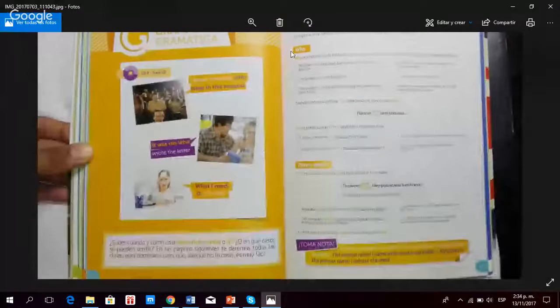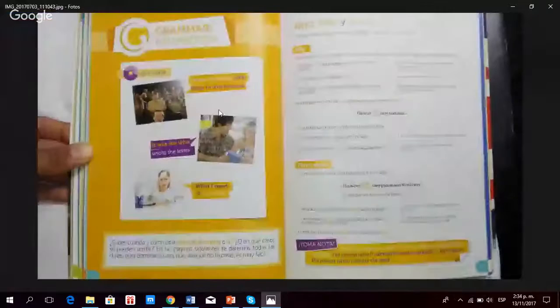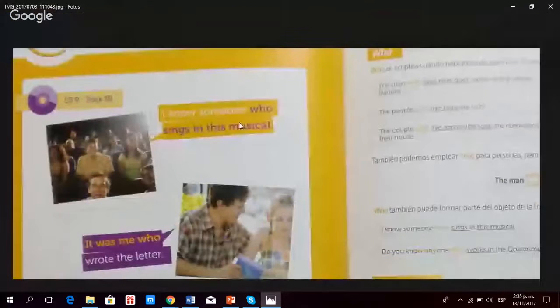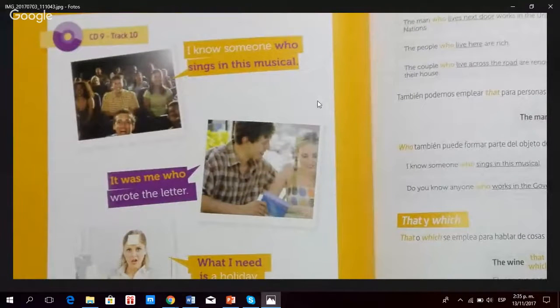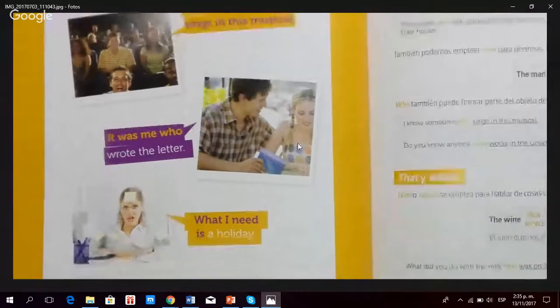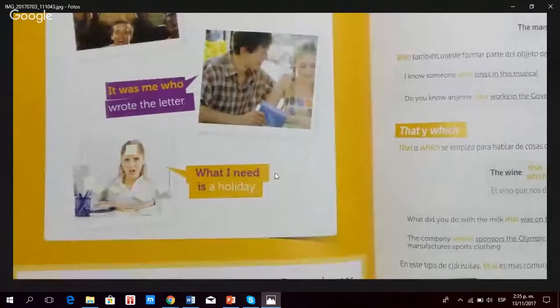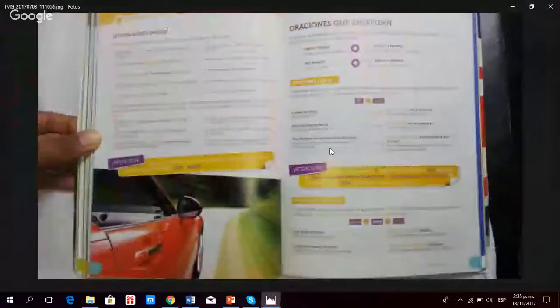Okay, could you replace these examples here? Okay, I know someone who sings in this musical. It was me who wrote the letter, and I can see what I need is a holiday. Just want to study the course and we will do that activity.